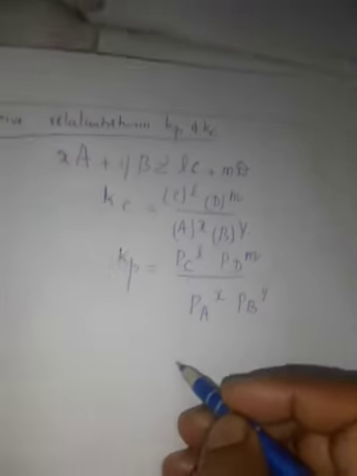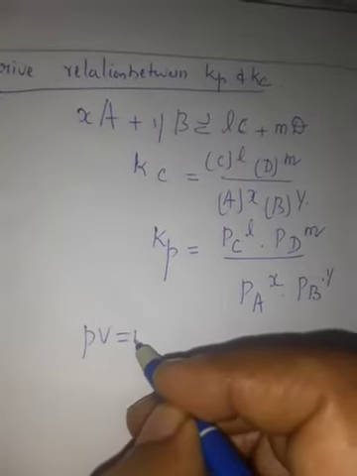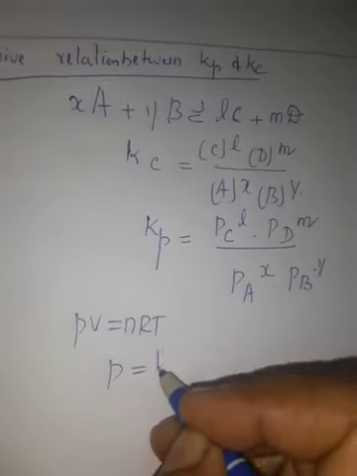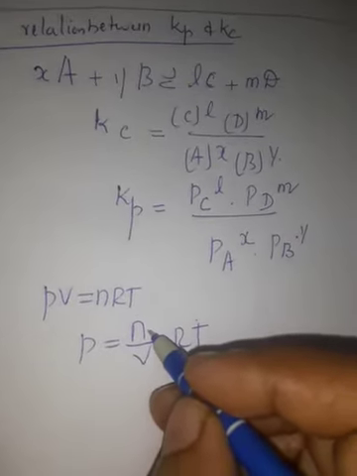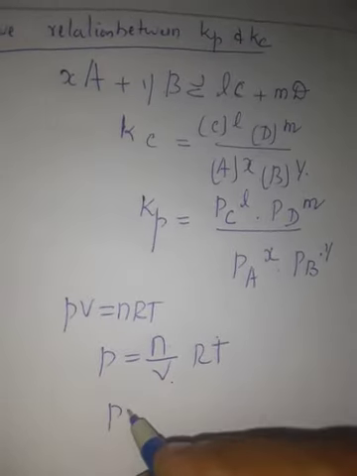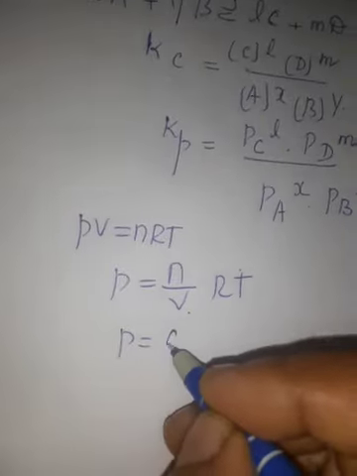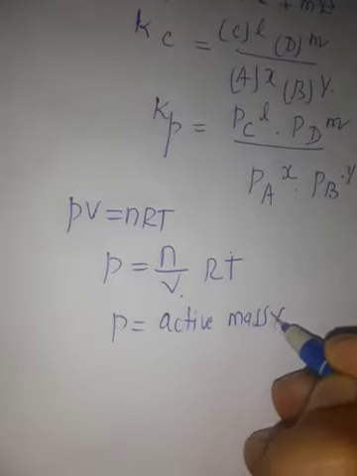Now, already you know the ideal gas equation is PV equal to nRT. That is, P is equal to n by V into RT. n means number of moles, V is volume in liters, that is active mass. So, P is equal to active mass into RT.